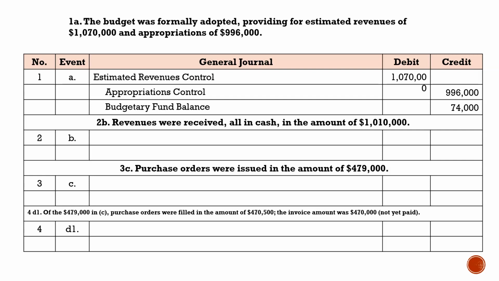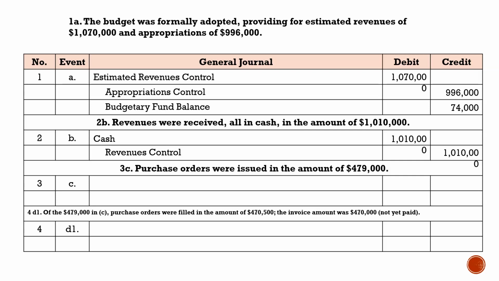So journal entry 2, revenues were received all in cash. Thankfully, that is a very easy journal entry to make. And they told us that we received an amount of $1,010,000. So we are simply going to debit cash for that amount, and we're going to credit our revenues control account for that amount. We are recognizing that revenue. It's revenue we can actually recognize right now. Pretty simple journal entry. Should be one that you are comfortable with at this point.